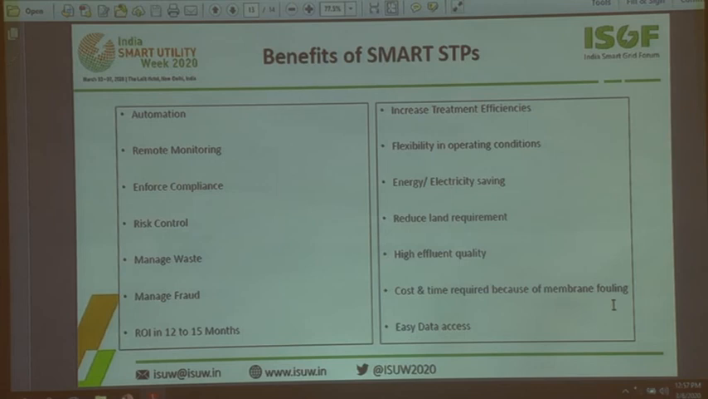We can enforce compliance. Now the data from the sewage treatment plants in Haryana is going directly to the Central Pollution Control Board, and it tells them whether your plant is running or not. It tells them the parameters within which you have to operate and what the exact parameters are. If the system is under maintenance, that is also highlighted. Very powerful dashboards have been built by the Central Pollution Control Board and State Pollution Control Board. Then you can manage waste and fraud, and you can reduce land requirement also. You can come to know about energy and electrical savings by using dashboards. And then you have easy data access.